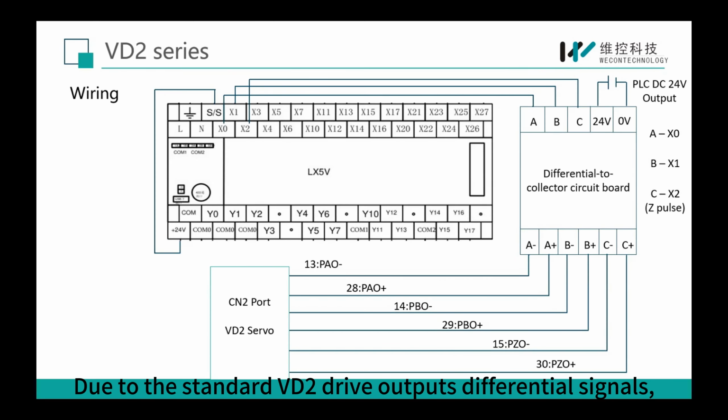Due to standard VD2 drive output differential signals, a differential to collector circuit board is required for signal conversion. The wiring should be done as shown in the diagram.